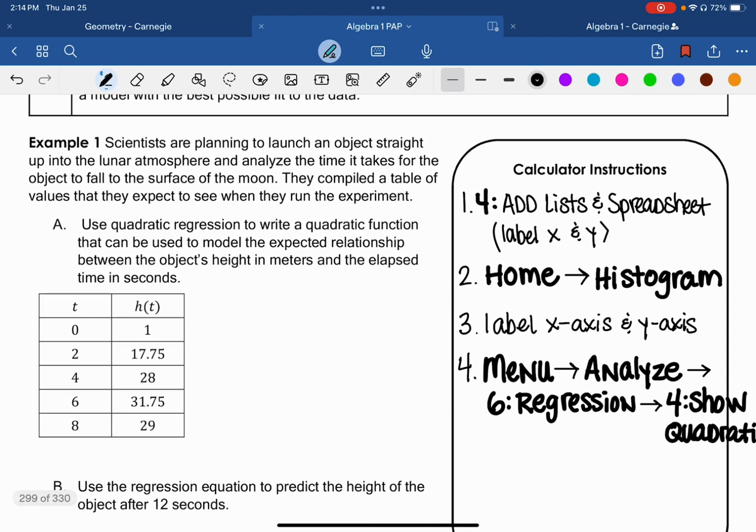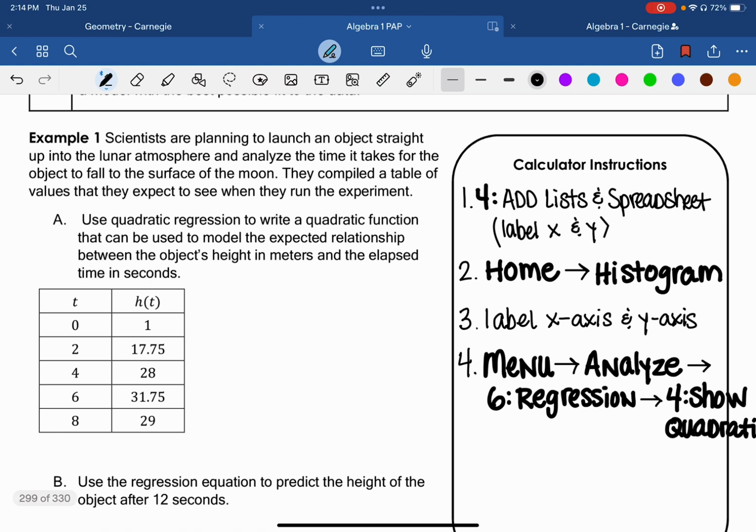All right, so example number 1 says scientists are planning to launch an object straight up into the lunar atmosphere and analyze the time it takes for the object to fall to the surface of the moon. They compiled a table of values that they expect to see when they run the experiment. We're going to use quadratic regression to write a quadratic function that can be used to model the expected relationship between the object's height in meters and the elapsed time in seconds.